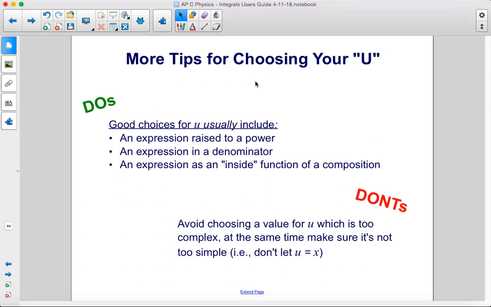Here's some more tips for choosing your u. Do's. Good choices for u usually include an expression raised to a power, an expression in a denominator, an expression as an inside function of a composition. Don'ts would be avoid choosing a value for u which is too complex. At the same time, make sure it's not too simple. For example, don't let u equal x.